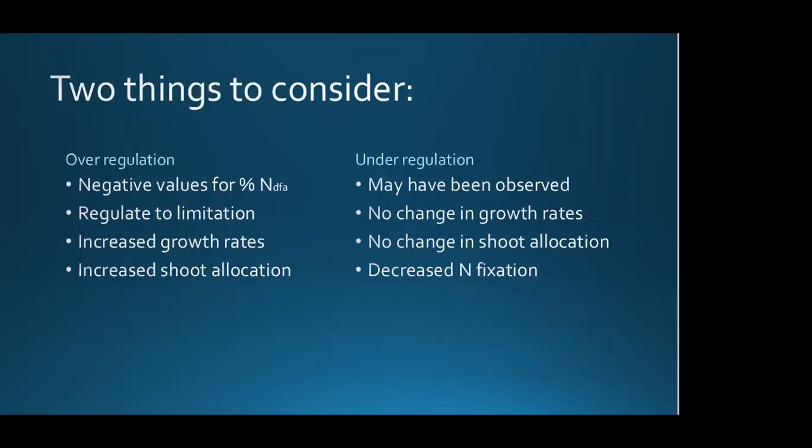Second, underregulation may have been observed in P10 and Ale, because although they had no change in growth rates and shoot allocation, they did have significant decreases in nodule density and percent NDFA with nitrogen addition. So this implies that there was some regulation occurring, but perhaps not enough to maintain tissue and increase growth. More refined methods and calculations would help conclusively answer these questions and concerns.